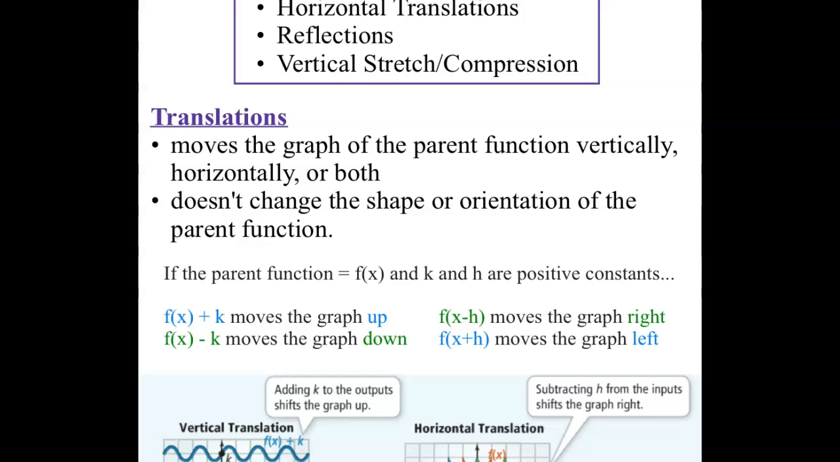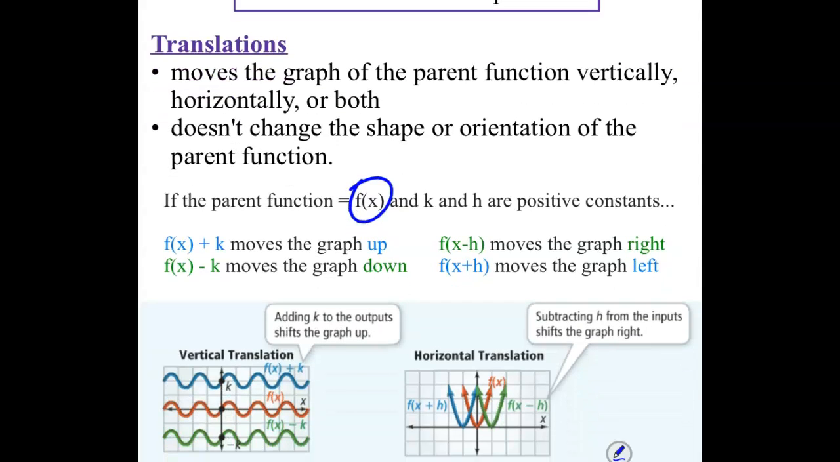A translation, as I said, is just going to pick your graph up and shift it on the coordinate plane. It doesn't change the shape of it. It just picks it up and moves it. If we say that our parent function is just f of x, some kind of function, and h and k are positive constants, the way your function is written is going to tell you if it moves up or down or left or right.